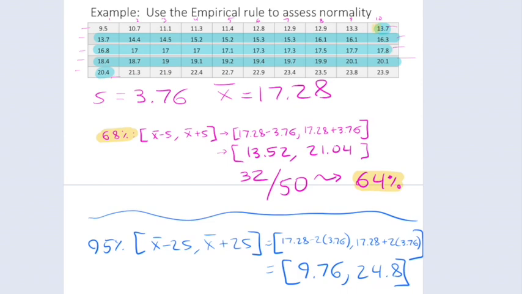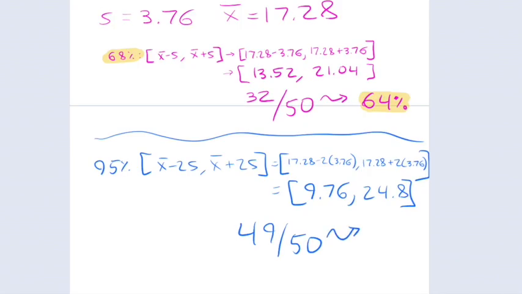So all of these data values that fit into the first range will also fit into the second range. However, additionally, we'll find some other data values that also fit. It looks like all of these values, except for 9.5, fit into this new range. And on the other end, we get as high as 24.8, which covers everything on that side. So now only one of the 50 items doesn't fit into this range. So 49 out of 50 gives us 98% of the data lies within 2 standard deviations of the mean, which at the end we'll compare to that 95%.